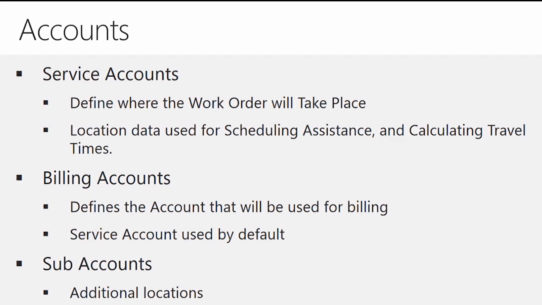In addition to that, you can also do what are called billing accounts. The billing account is who is going to receive the bill for that particular item. By default, when you first create a work order and specify the service account, the service account will also be designated as the billing account. However, you do have the capability to change that at any time. A billing account might have multiple service accounts or locations that they are handling the billing for. So within those accounts as well, you can add sub-accounts that can be associated with the individual items that you might be billing as part of that.